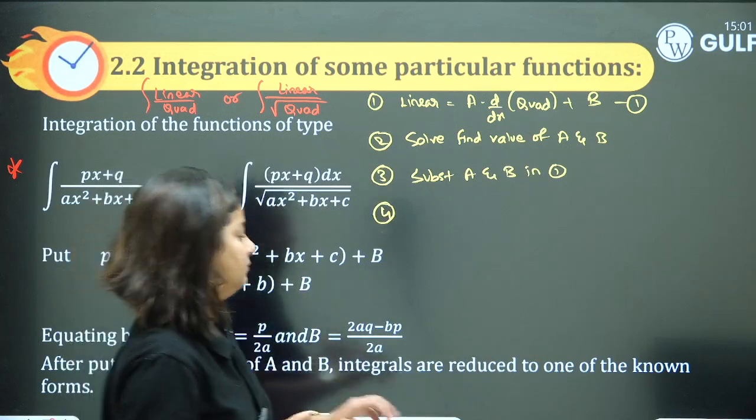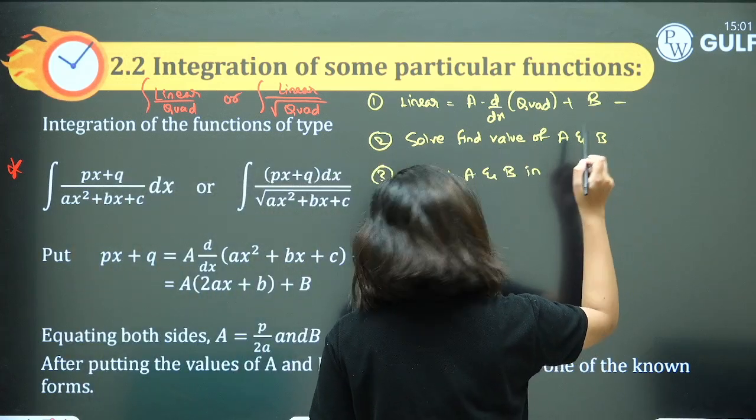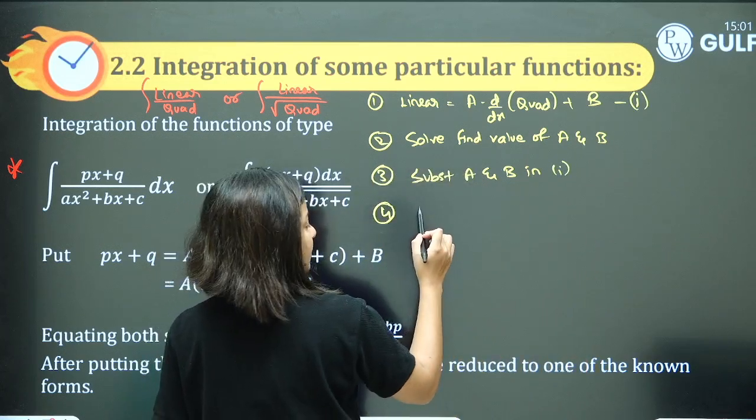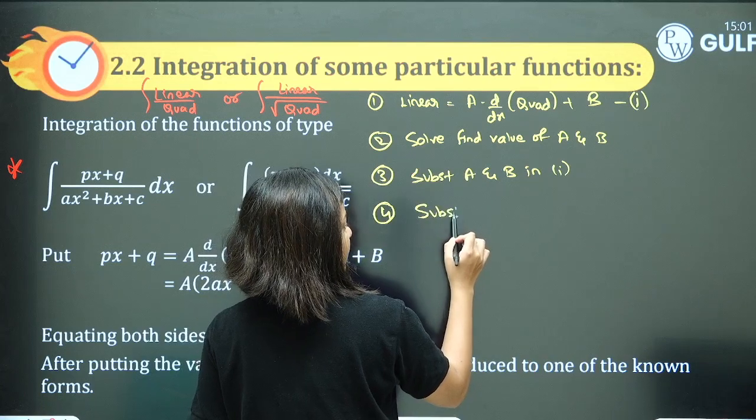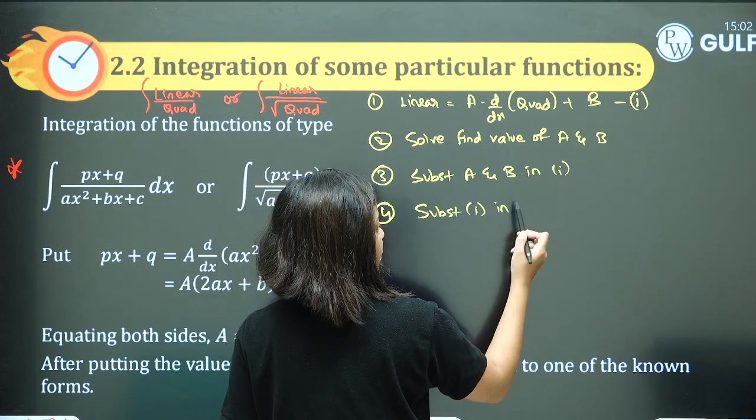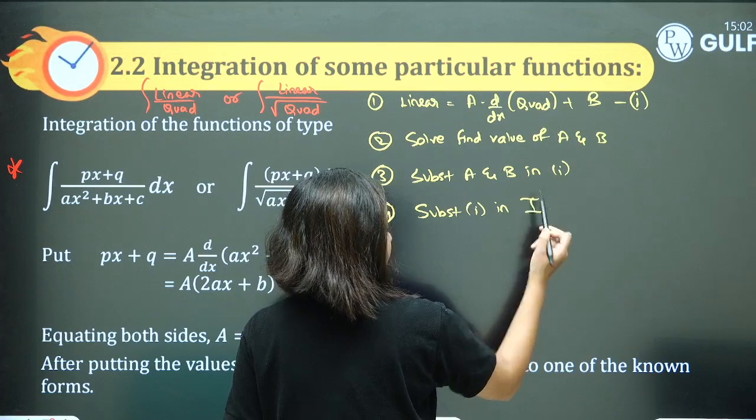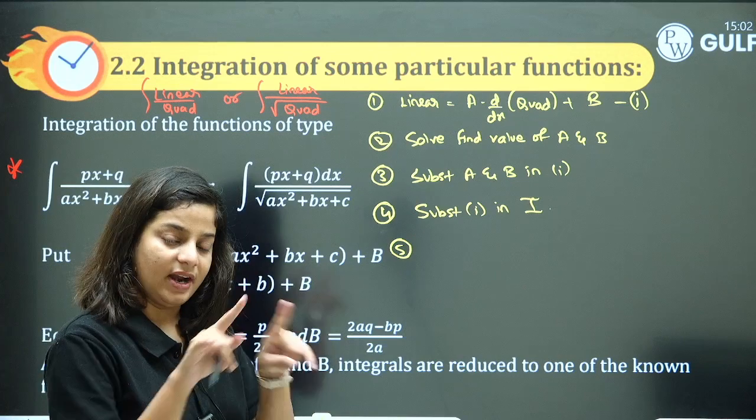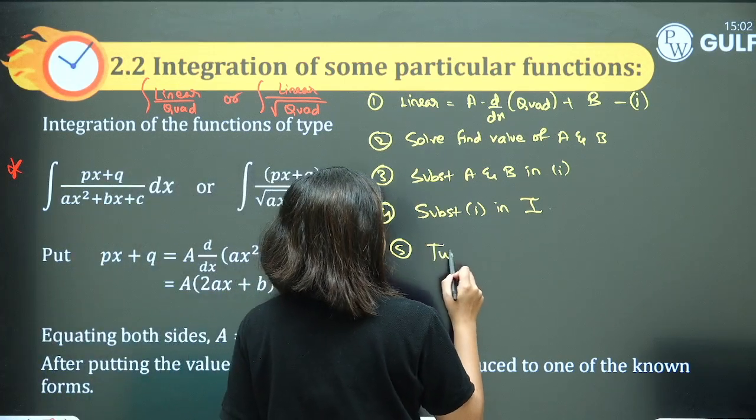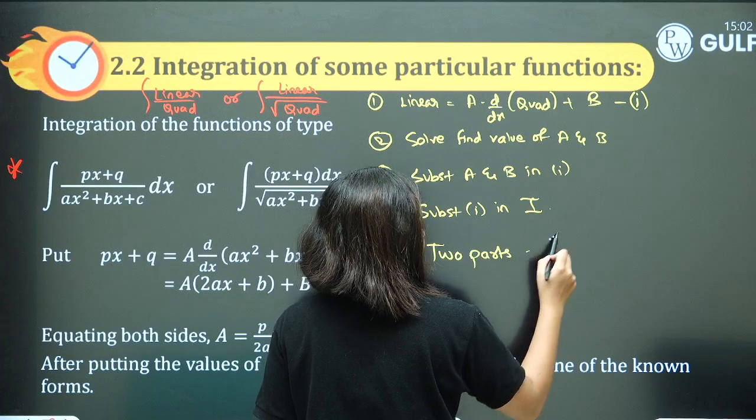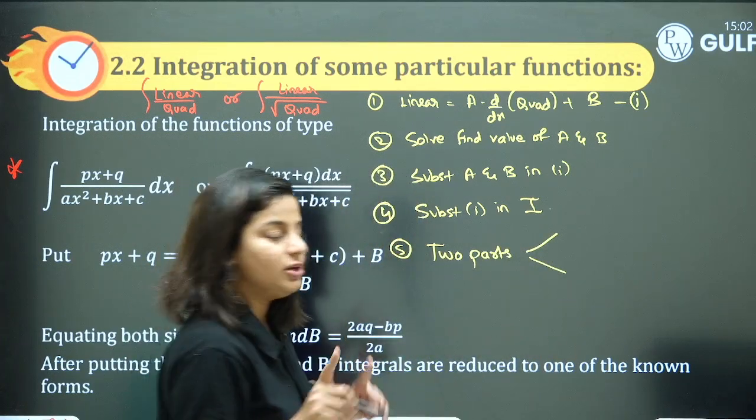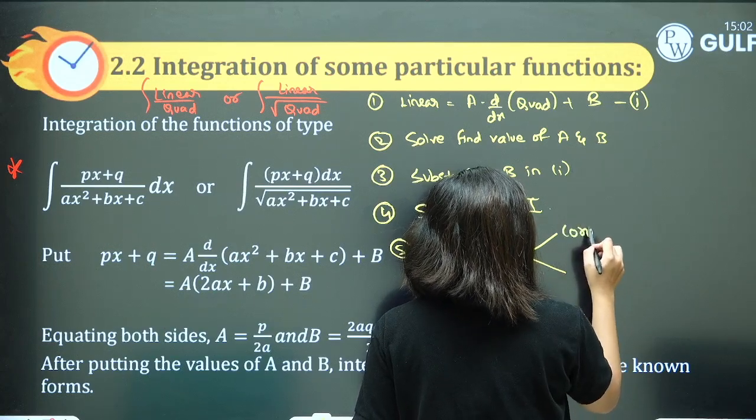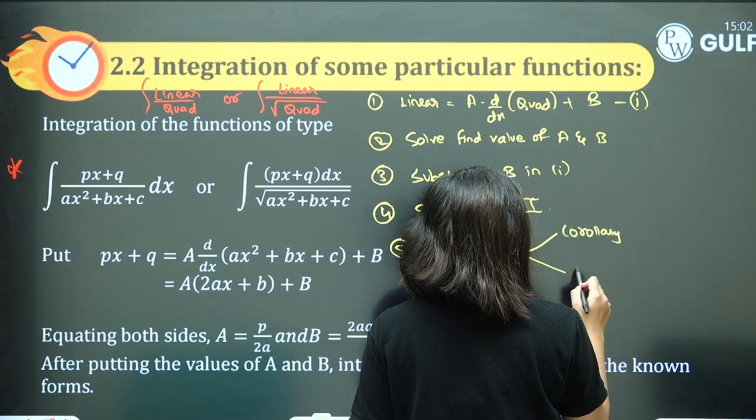Next, substitute 1 in the integral I. In the integral you will put it back. Once you put it back in the integral, you will always find two parts of that integral. One of the parts will always be a corollary and the other part will be a type.